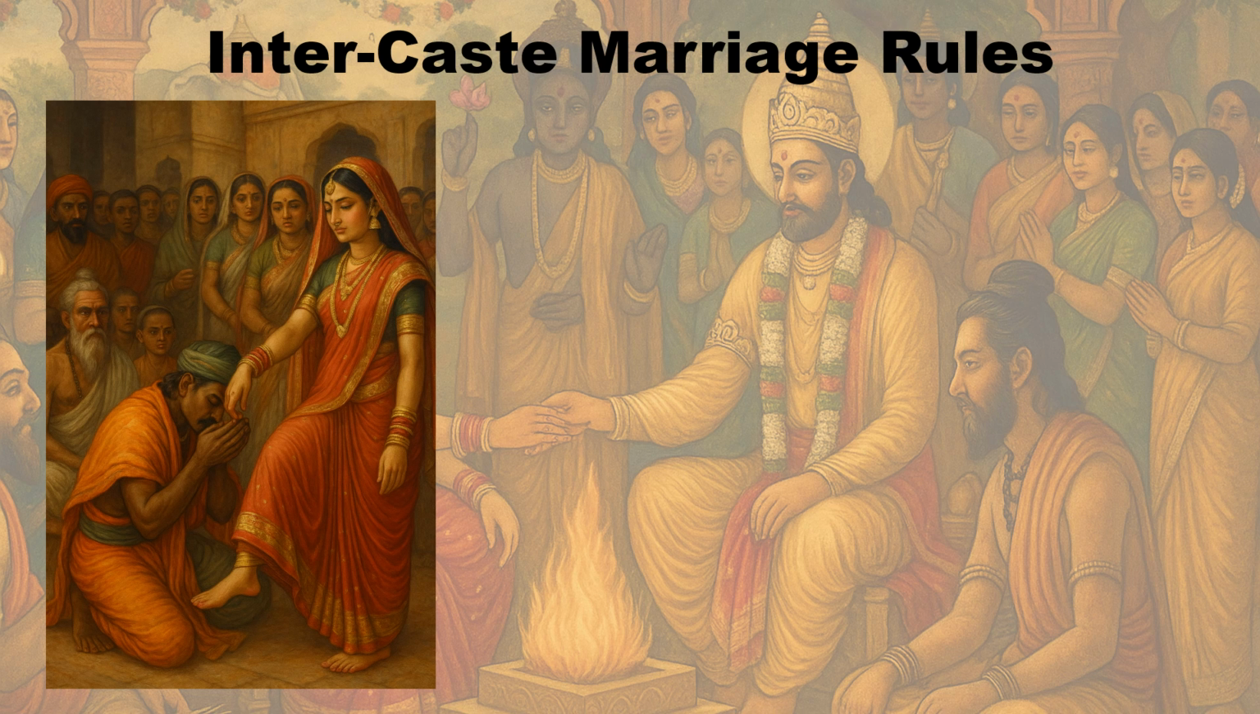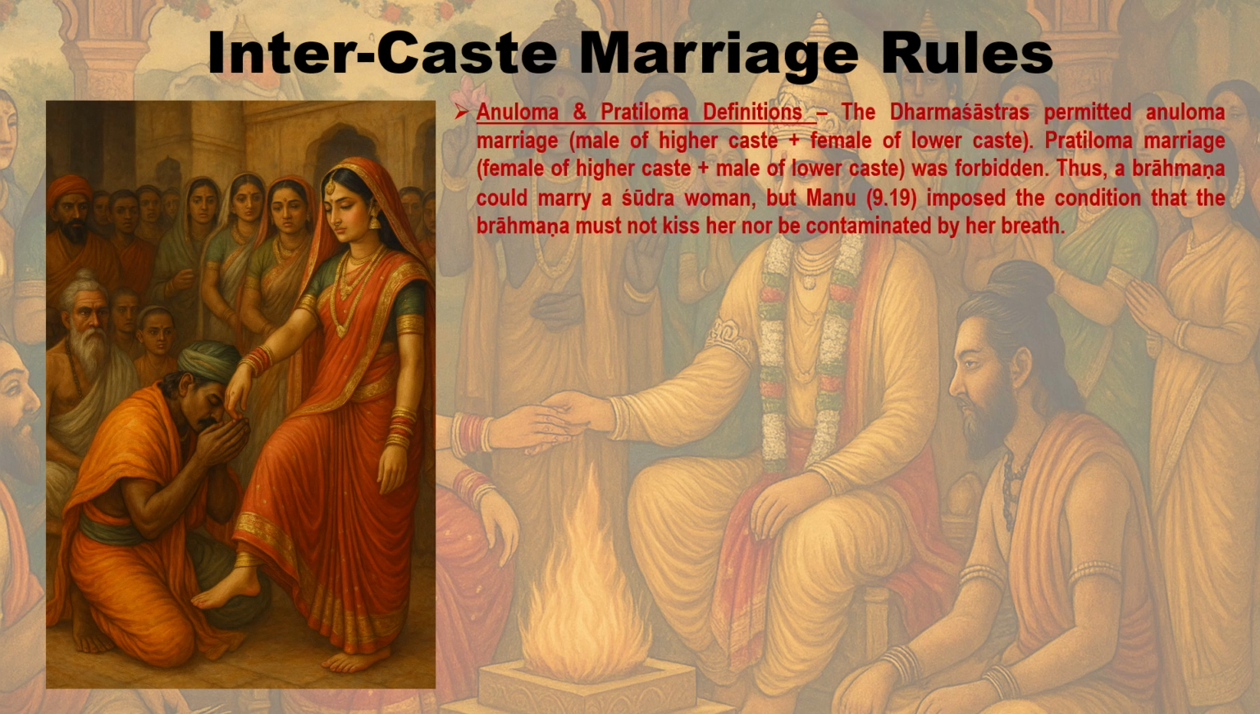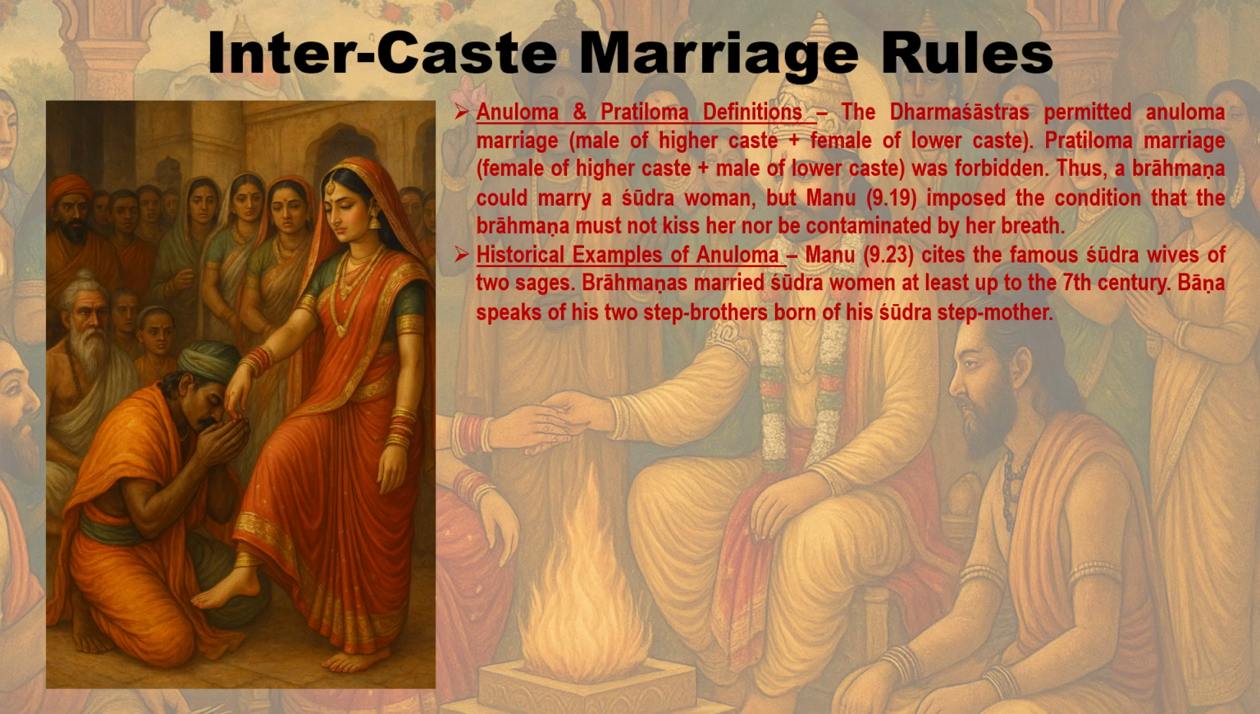Intercaste marriage rules. The Dharmashastras permitted anuloma marriage, a male of higher caste with a female of lower caste. Pratiloma marriage, which meant a female of higher caste with a male of lower caste, was forbidden. Thus, a Brahmana could marry a Shudra woman, but Manu imposed the condition that the Brahmana must not kiss her or be contaminated by her breath.